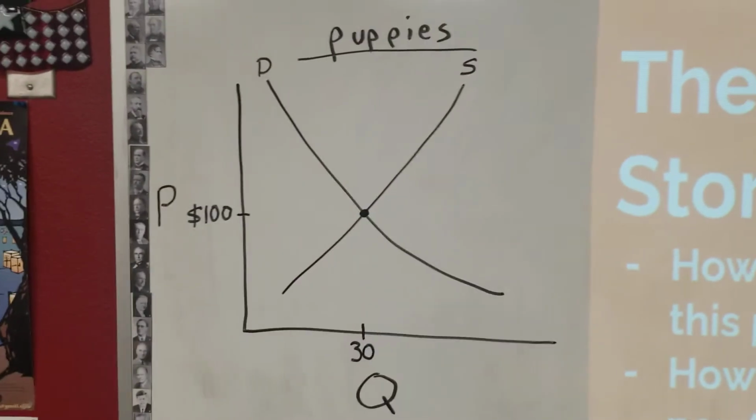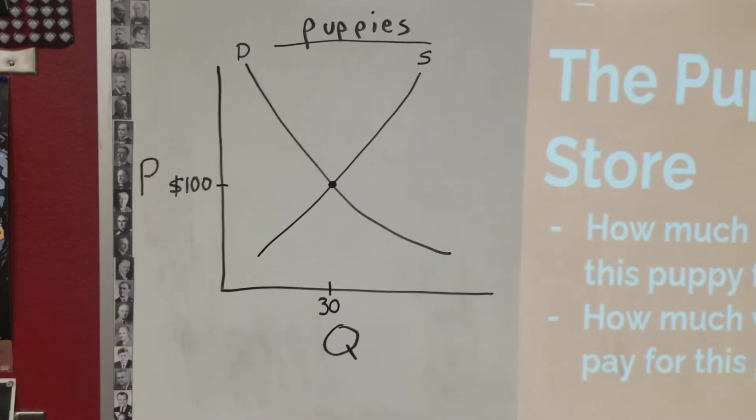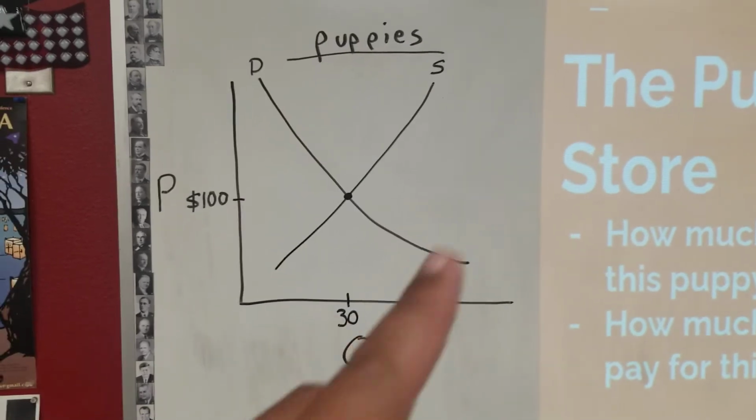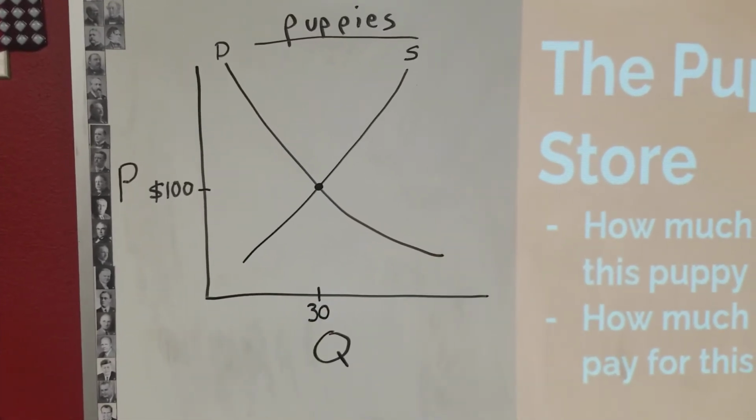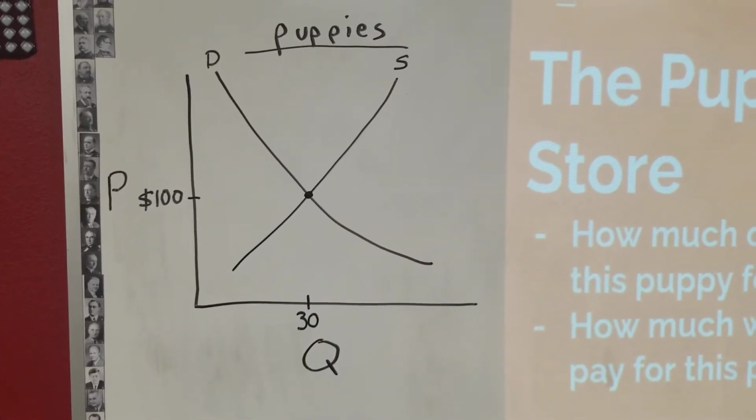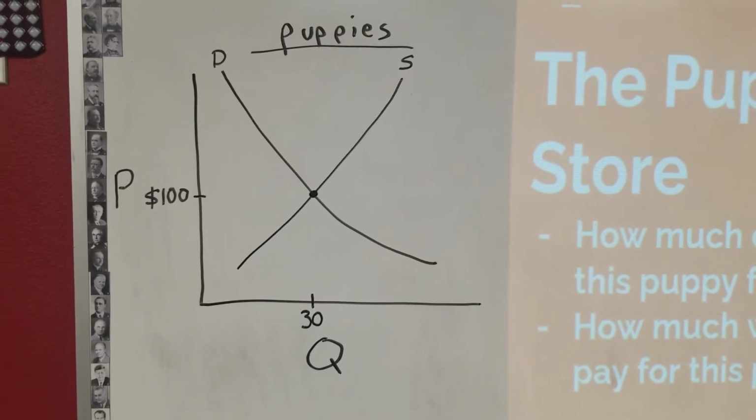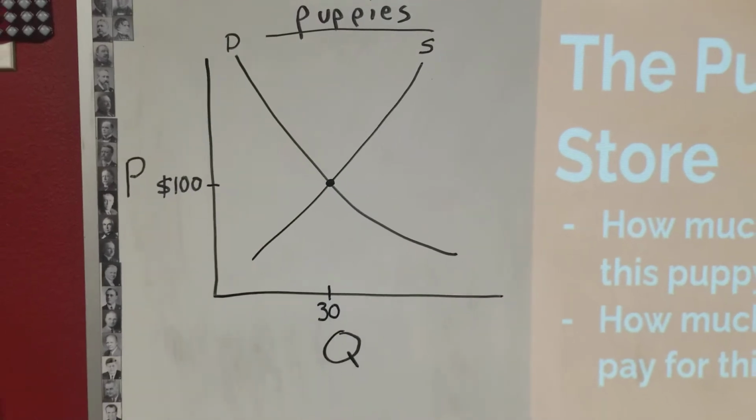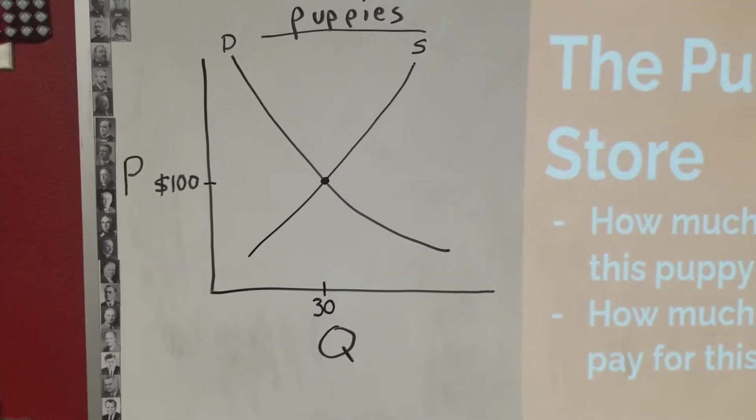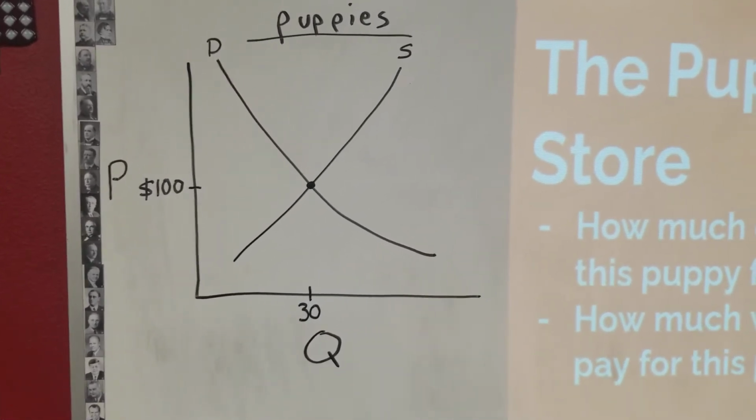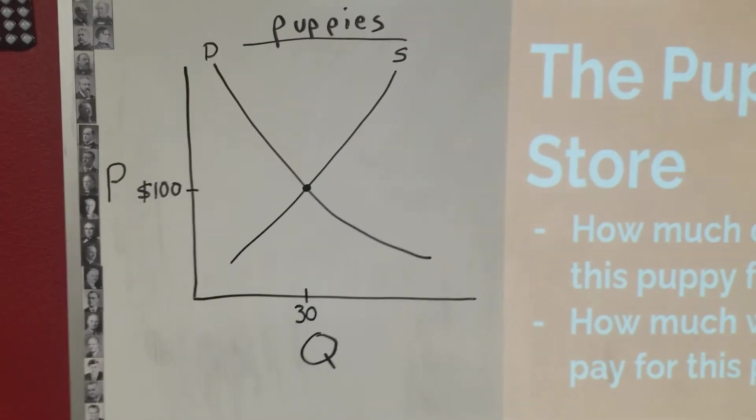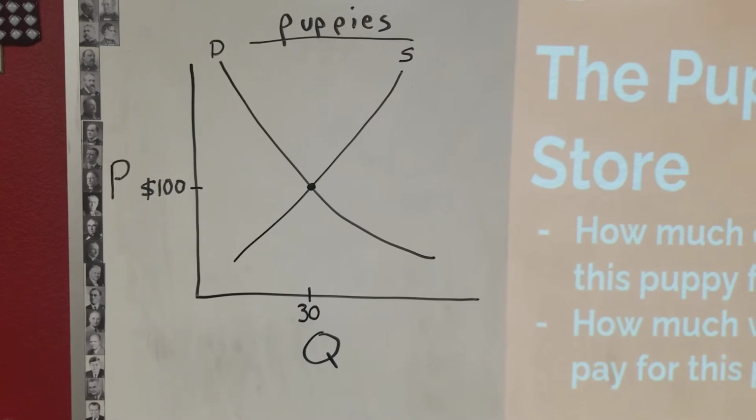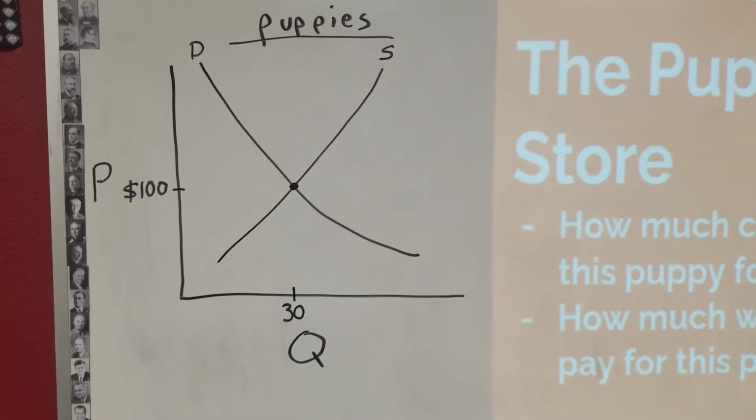Over here I have my puppy graph, which we'll come back to. In this graph my supply curve goes up, as you can see, and the demand curve goes down. I have P, price, of $100 at equilibrium. Again, equilibrium is where they intersect. And then I have Q, quantity, 30 puppies. So we're imagining that I sell puppies, I charge $100 for them, and I sell 30 puppies at $100.